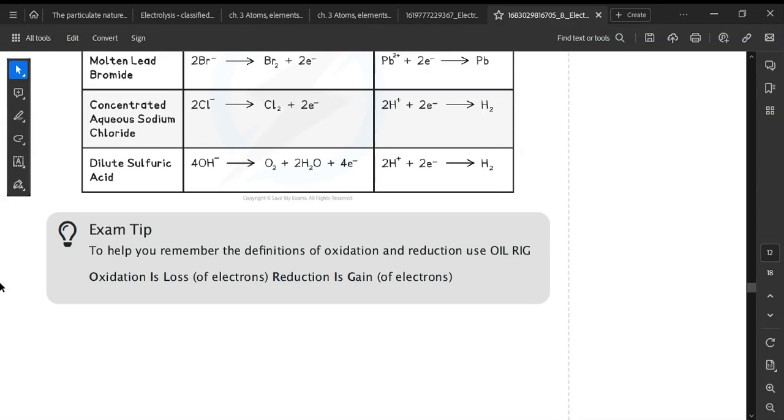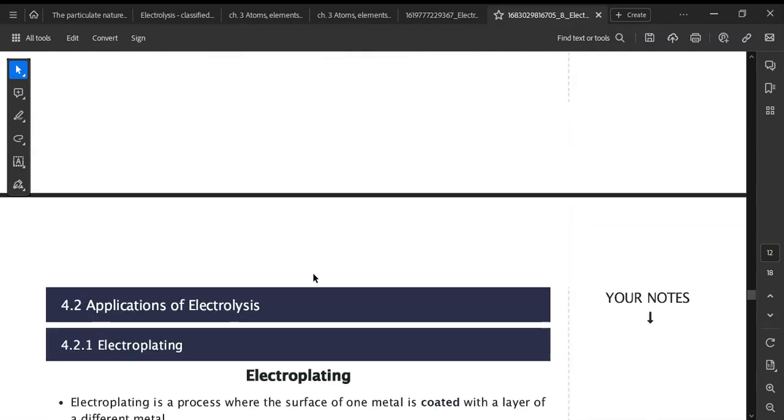Here's a tip for the exam. To help you remember the definitions of oxidation and reduction, use OIL RIG. Oxidation is loss of electrons, reduction is gain of electrons.